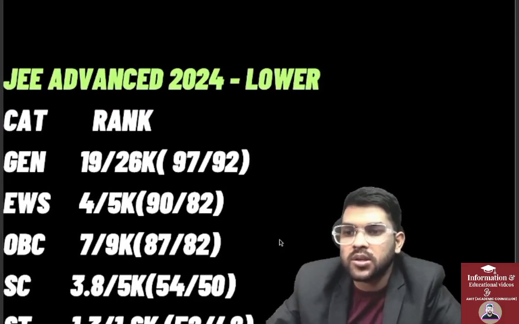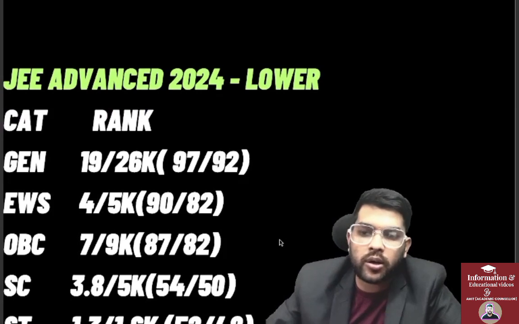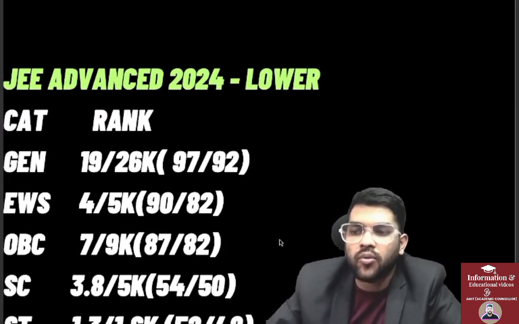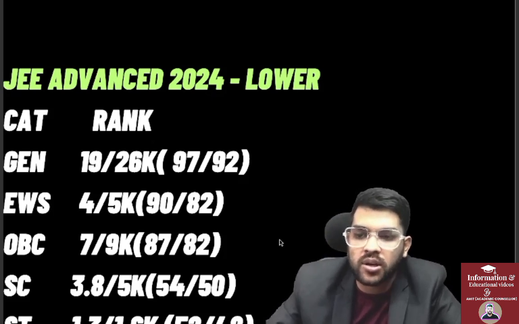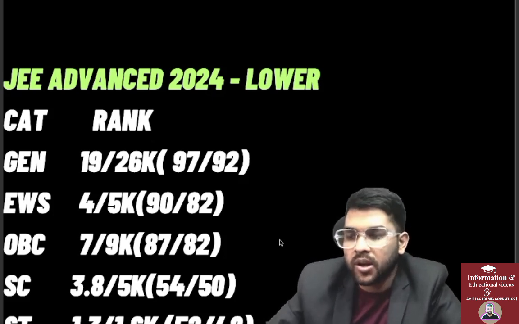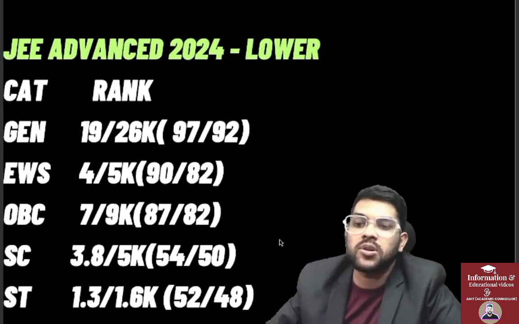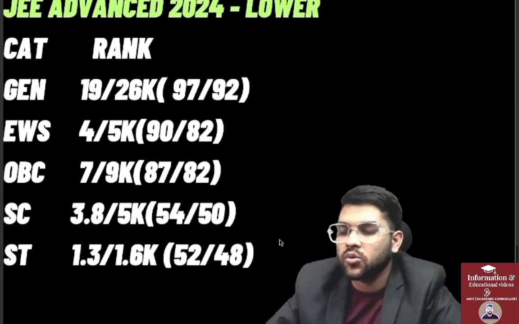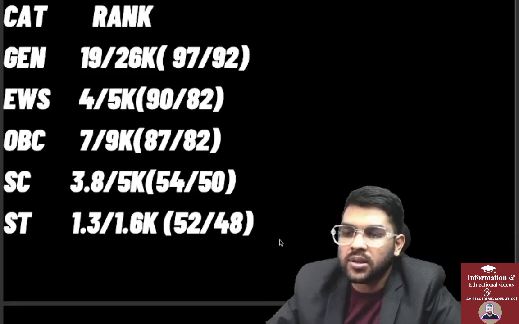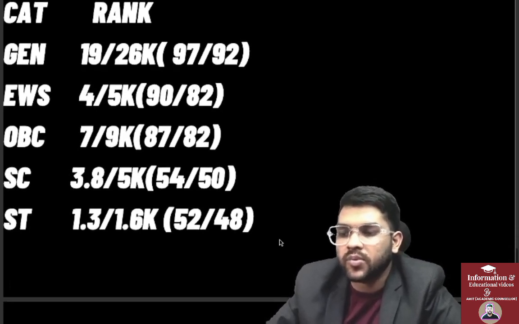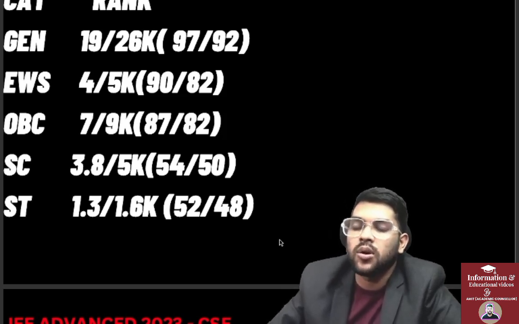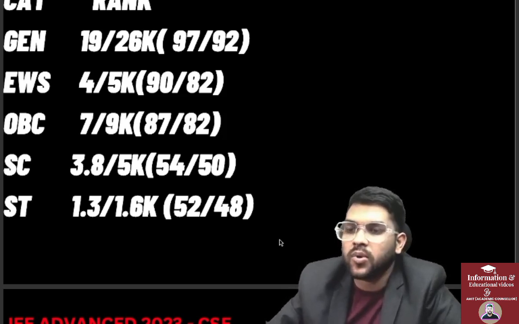Let's discuss the JEE Advanced 2024 lower, meaning the lower branch. If you just want the tag of IIT, for general it is 19 and 26,000 rank, and marks for that are 97 and 92 for male and female. For EWS, 4 and 5,000, it is the EWS category rank, and marks for that are 90 and 82. For OBC, 7 and 9,000, marks 87 and 82. SC 3.8 and 5,000, marks 54 and 50. ST 1.3 and 1.6 thousand, and the marks requirement for that is 52 and 48 marks, out of 360 marks.